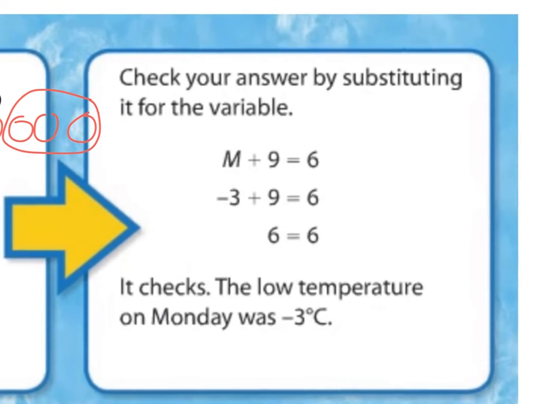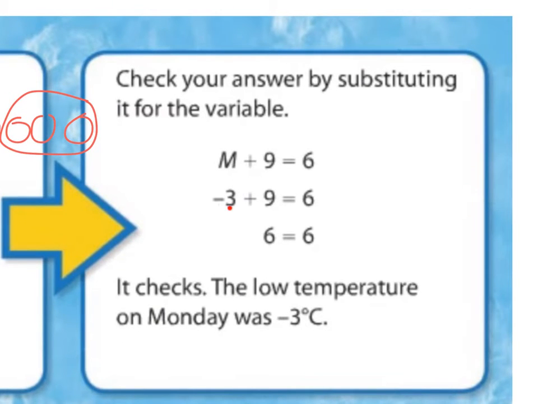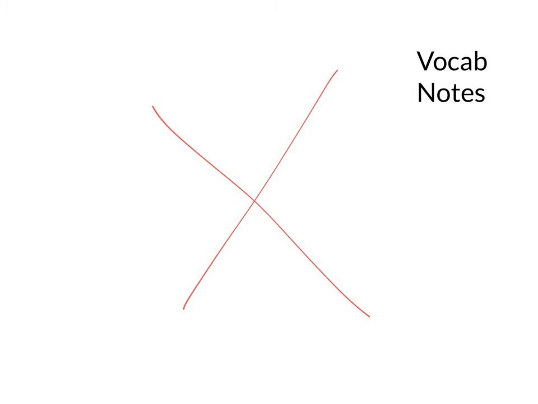And we could check our answer by putting backwards 3, or minus 3, in for M, and then go forwards 9. That would be going forwards 6. You could draw a picture for that as well to make sure. You do not have vocab notes today.